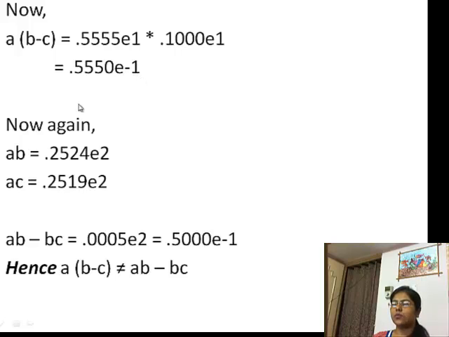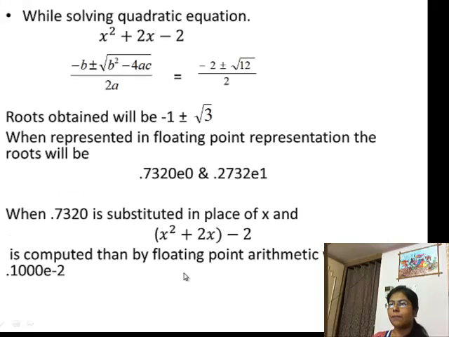Then we solve the RHS value, which comes out to be ab, equal to 0.2524 e to the power 2, and ac, which comes out to be 0.2519 e to the power 2. And then if we subtract these values, the value comes out to be 0.5000 e to the power minus 1. So again you can see that the LHS part and the RHS part do not agree with each other. So hence a into (b minus c) is not equal to ab minus ac.